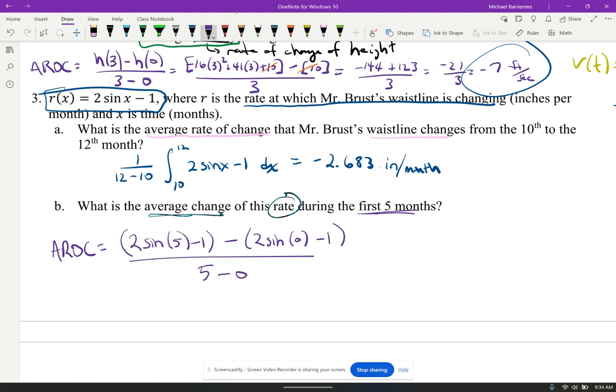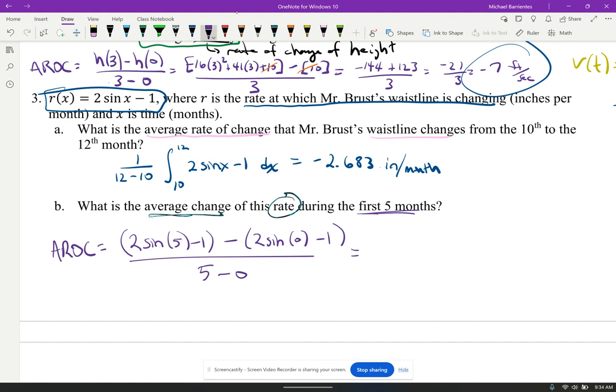Why 5 minus 0? Because we're looking at the first 5 months. We're doing a slope formula. That's all we're doing. And we're doing the slope formula because we're looking for the average rate of change of this function, which is the rate function. So we're taking the rate of the rate. So I'm using the average rate of change formula, and I'm going to use my calculator to figure this out.